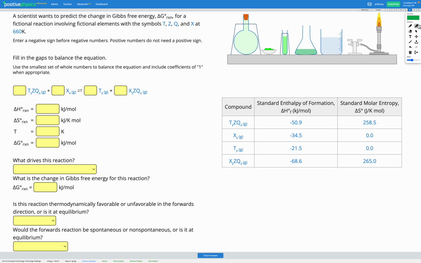So in this particular question, a scientist wants to predict the change in Gibbs free energy, delta G naught reaction, for a fictional reaction involving fictional elements with the symbols T, Z, Q, and X at 660 Kelvin.